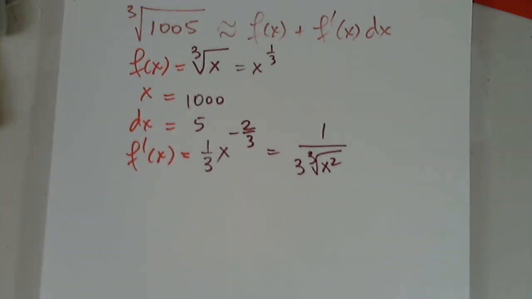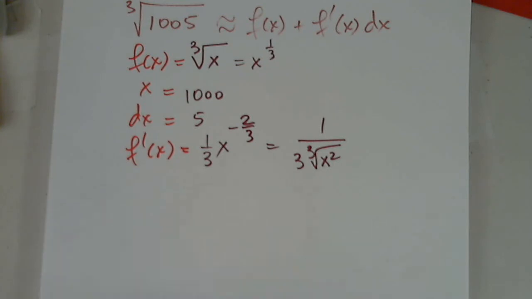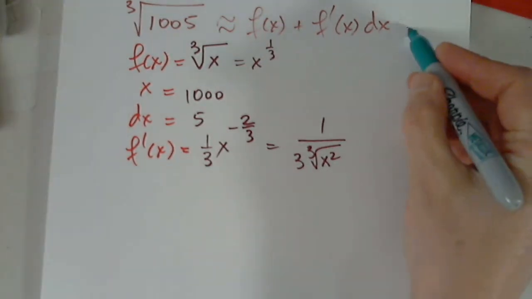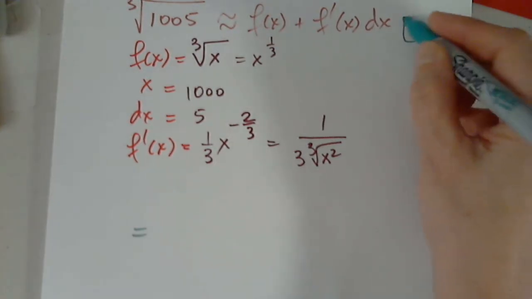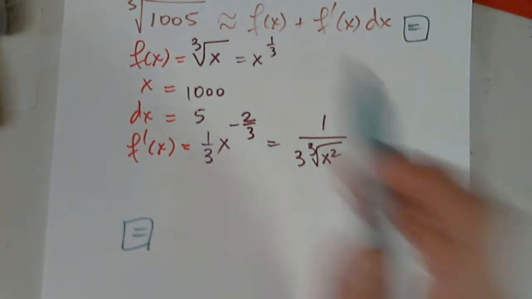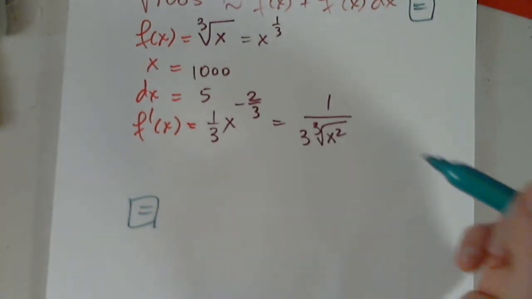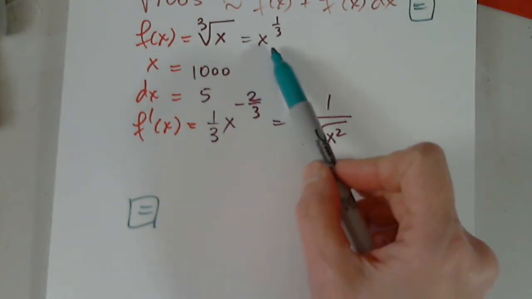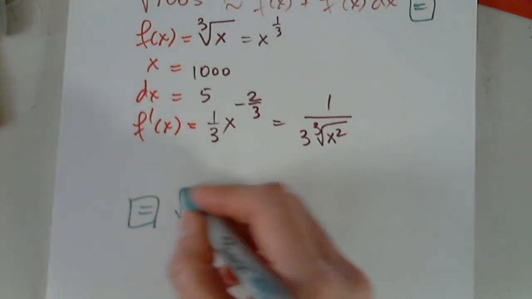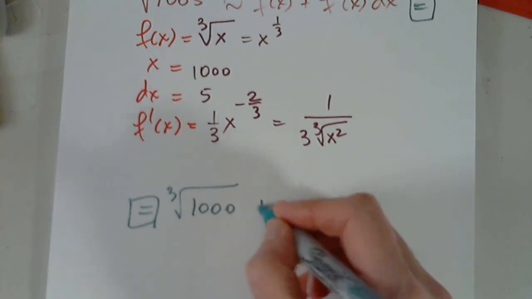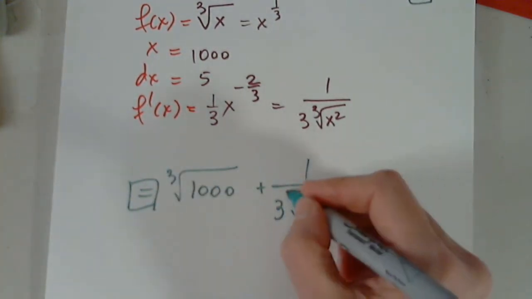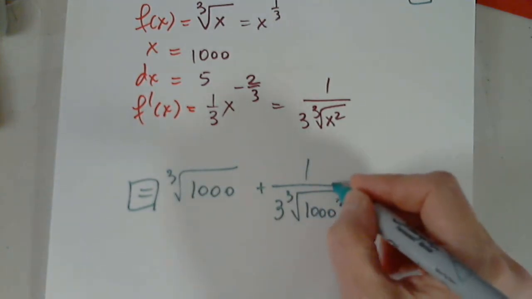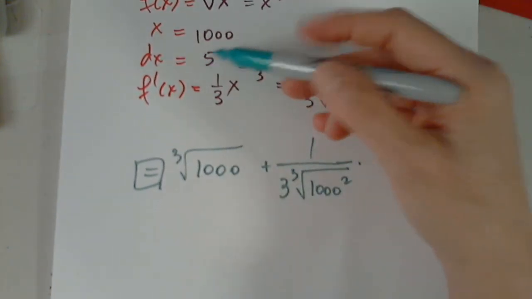So this is using calculus. You can determine an approximation of anything that you would normally not do by hand. Now this is indeed approximately equal. This is not exactly equal. So f of x will be the cube root of 1,000 plus f prime of x, which is 1 over 3 times the cube root of 1,000 squared, and times dx, which is 5.